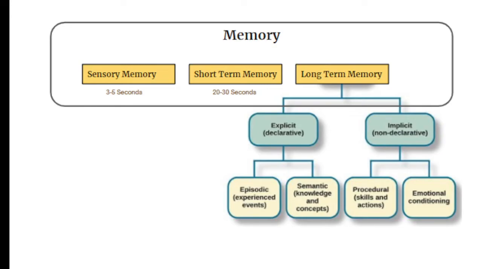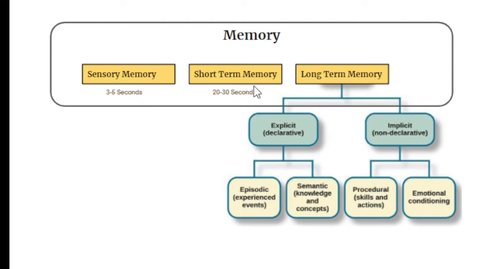Now the next part is memory. Memory has three parts basically: sensory, short term, and long term. Sensory memory means the memory that our senses have of touch, smell, taste, sound. That memory is stored in the sensor just for 3 to 5 seconds, and then it's deleted.